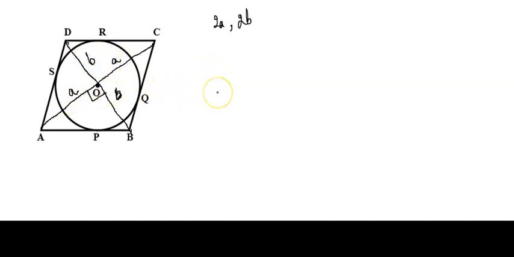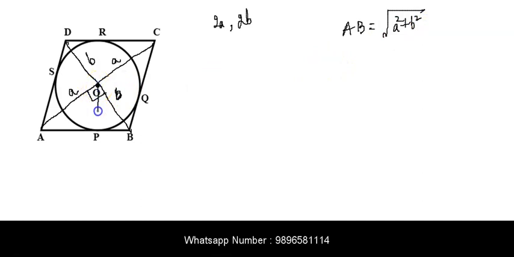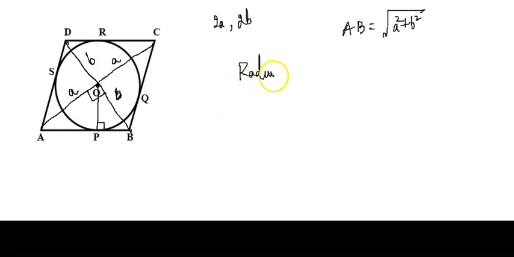So what will be the length of AB? Using Pythagoras theorem, we can say AB will be equal to the square root of a square plus b square. And if I join OP, this will also be a 90-degree angle, the reason being that the radius is always perpendicular to the tangent.